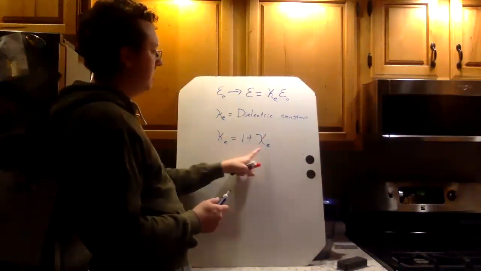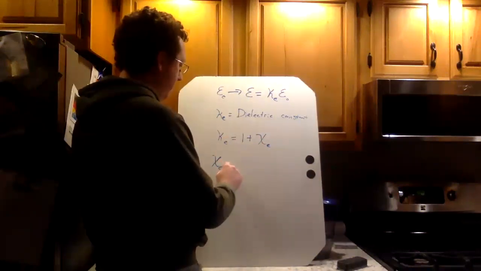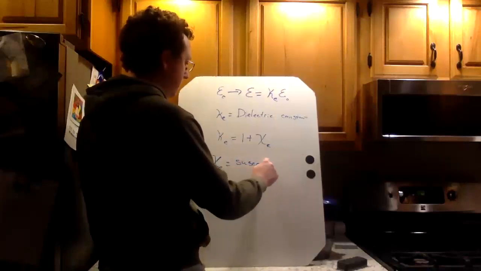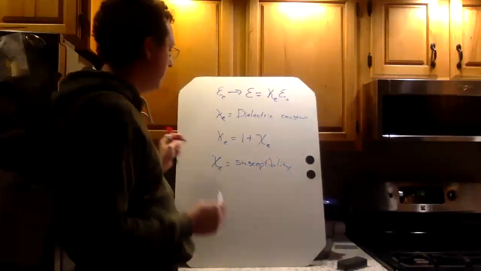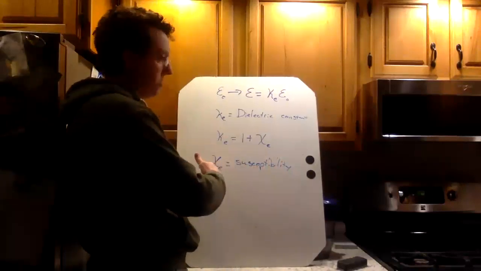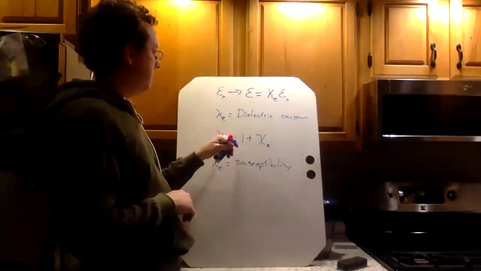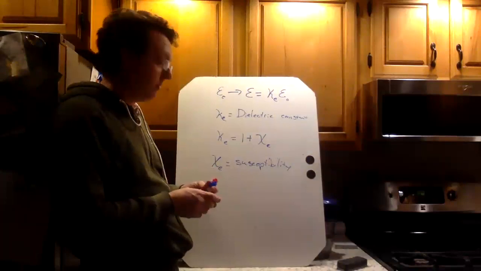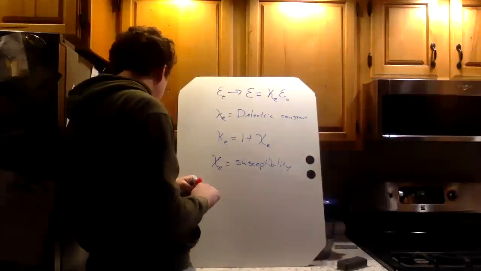In this number here, chi is called the susceptibility. Chi is the dielectric susceptibility. And what it does is it measures the deviation away from vacuum. Okay. I was going to go through the derivation.